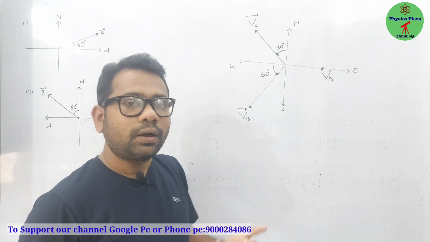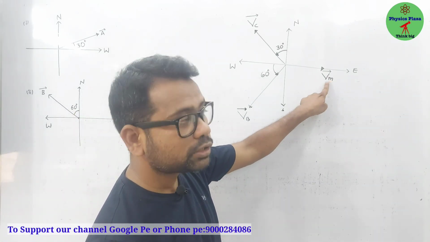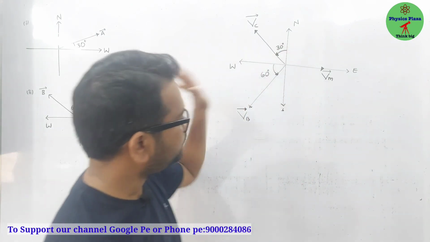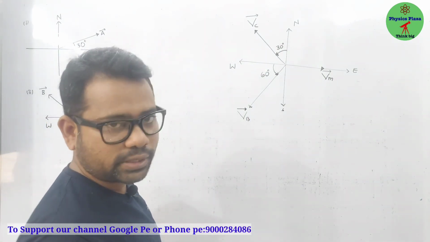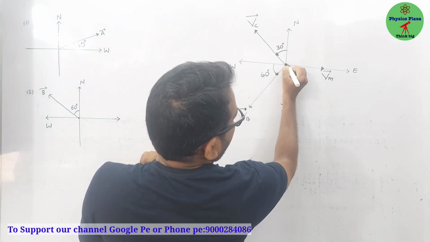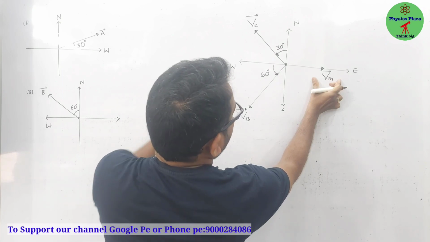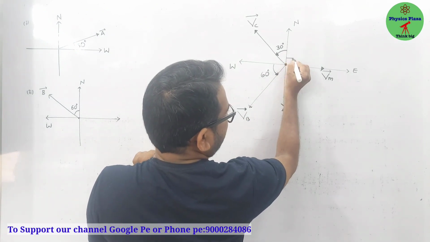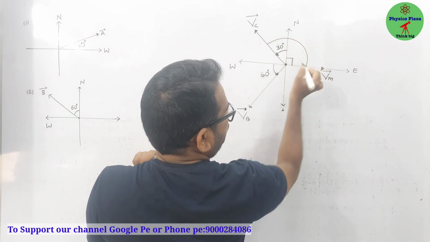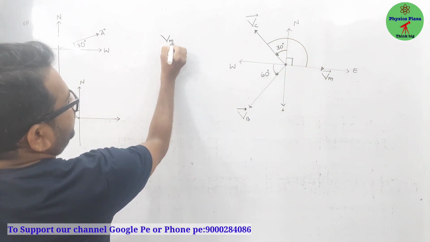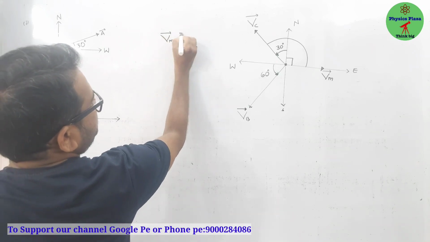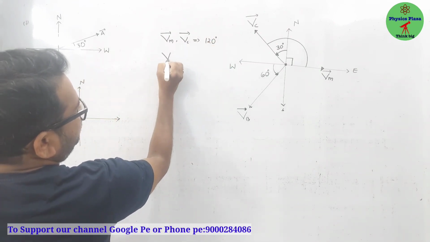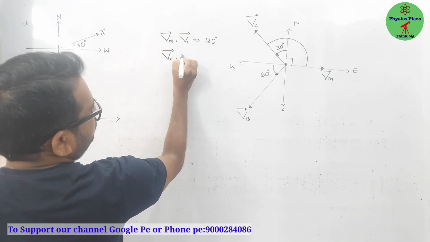Now the question is: what is the angle between the velocity vector of the man and the car, the car and the bus, and the bus and the man? So first we drew it like this, and now the answer is almost clear. If you can see these vectors, the velocity of the man and the velocity of the car, tails are meeting, no problem at all. This is 90 degrees and this is 30 degrees. So the angle between the velocity of the man and the velocity of the car is how much? 90 plus 30 is 120 degrees.